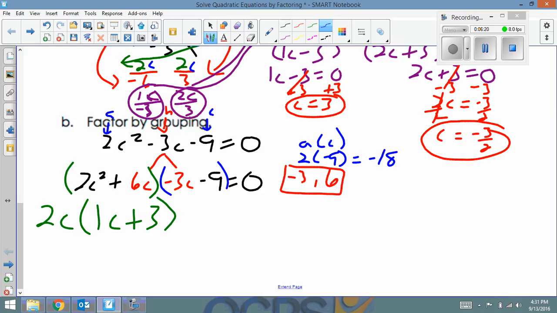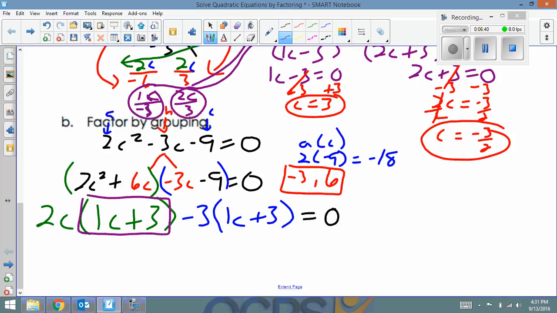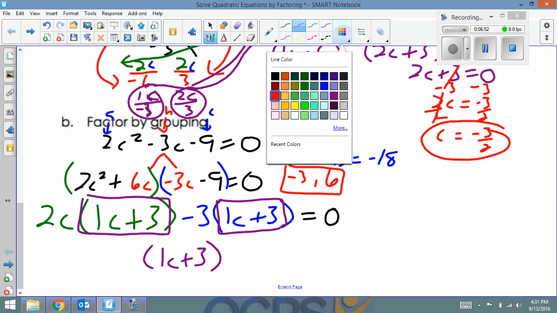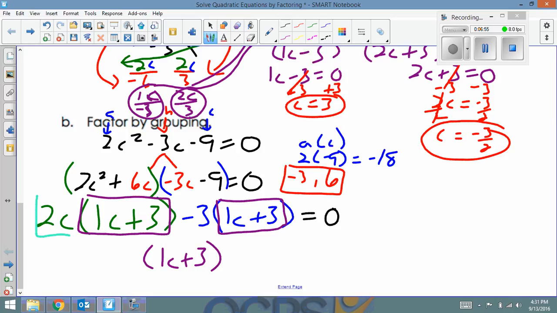Then we're going to do the same thing with the blue set of parentheses. They both have -3 in common, so we're going to factor out that -3. When I do that, -3c divided by -3 leaves me with 1c. -9 divided by -3 is going to leave me with +3. And you notice that now you have two of the same parentheses. Both sets of parentheses are the same. That should be the case, so that means you write that down one time. Whatever's left over, and in this case what's left over is this 2c and this -3, that's going to be your other set of parentheses, 2c minus 3.